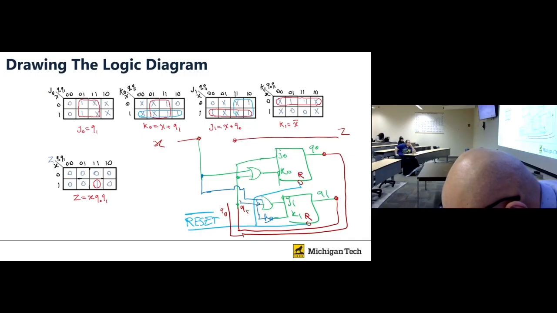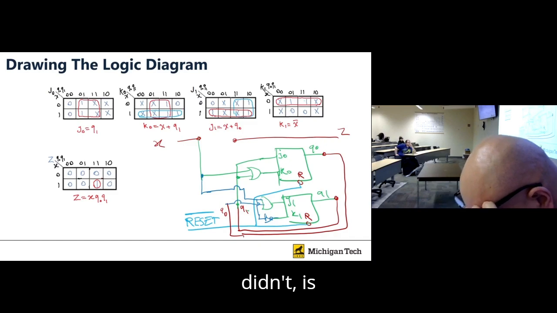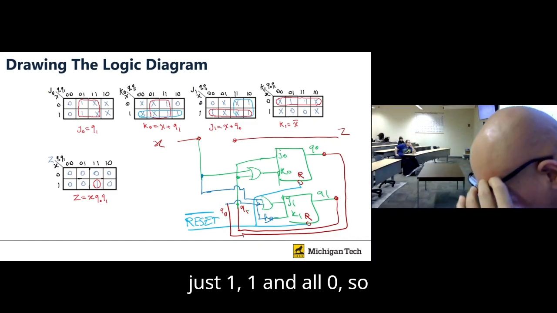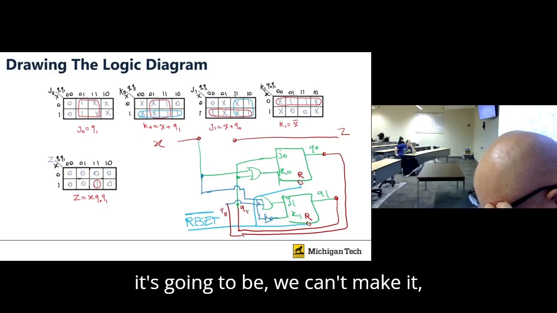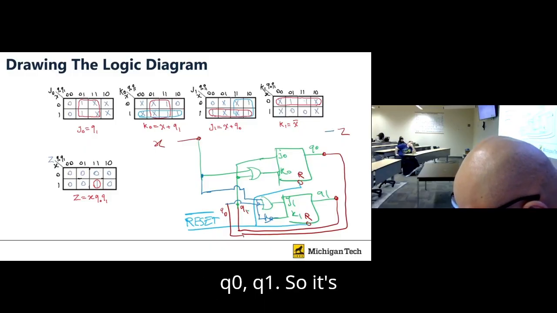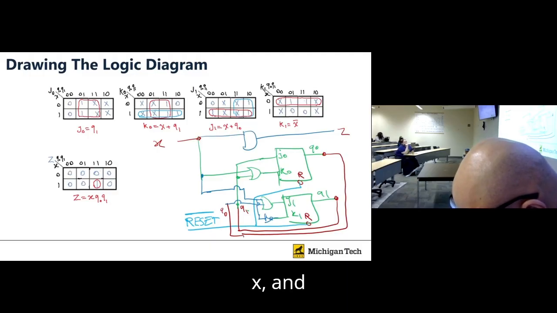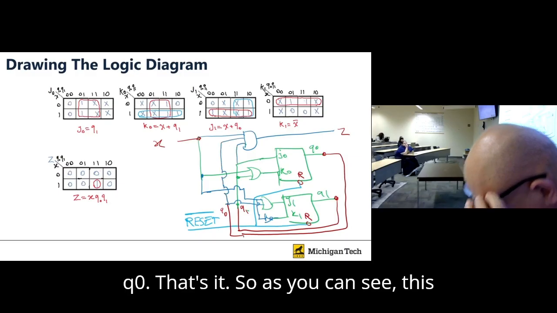Good. Do we have more Q1, Q0? Okay, that's it. What about output? It's just 1 for the 1, 1 case and all 0 otherwise. We can make it simpler than that. With X, Q0, Q1, this is going to be a big OR, 3 inputs: X and Q1 and Q0. That's it.